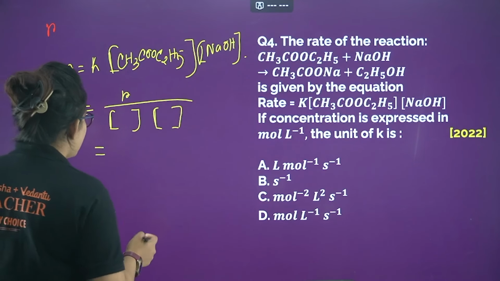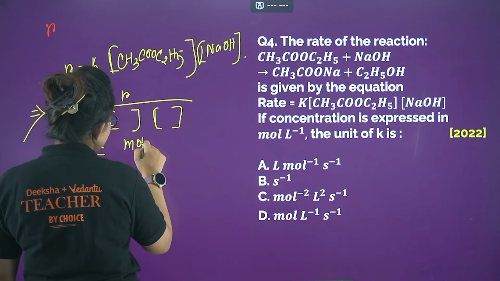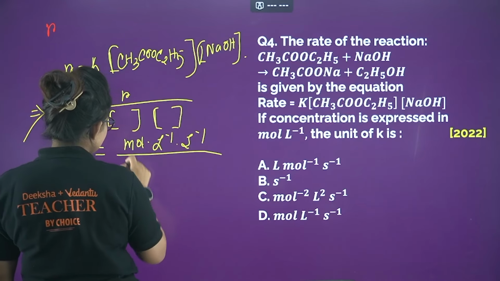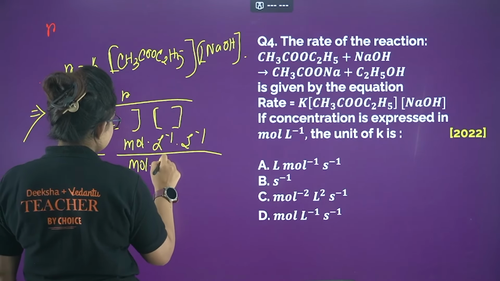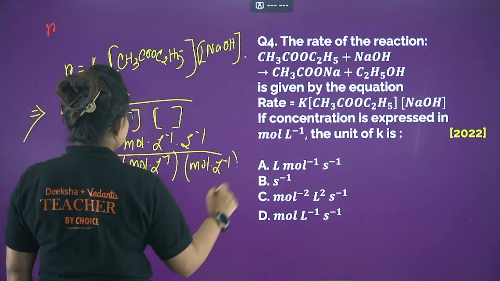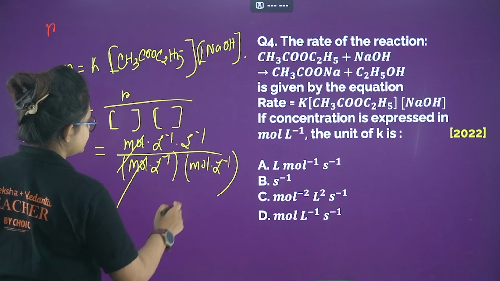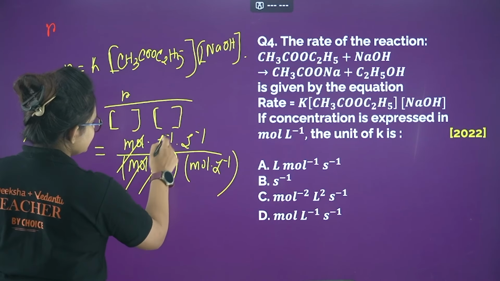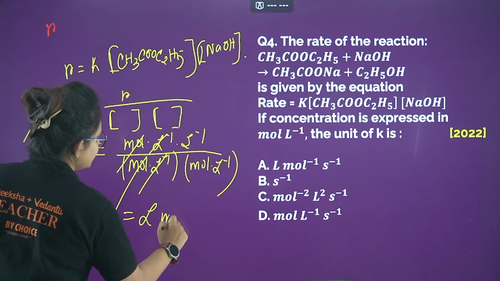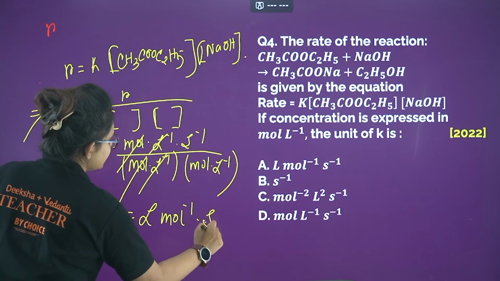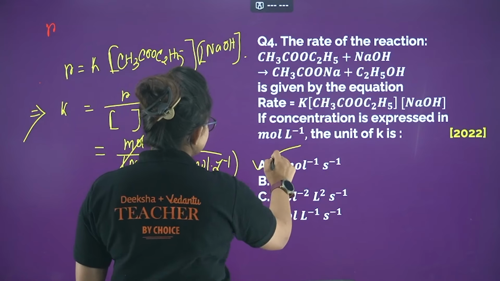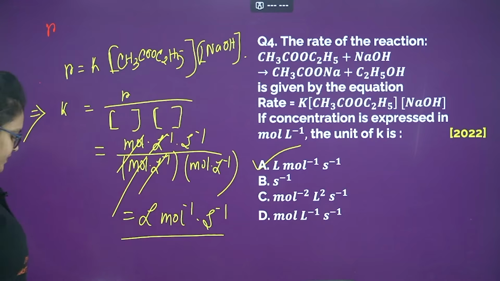So what is the unit of R? Unit of R is mole per liter per second, right? And here also I have to write mole per liter for one concentration and again mole per liter for another concentration term, right? So one mole per liter is getting cancelled out. As a result of this, this liter will go up and hence liter per mole into second inverse. That's going to be the unit of K, right? So option A is going to be the correct one. Okay, let's proceed for the next one.